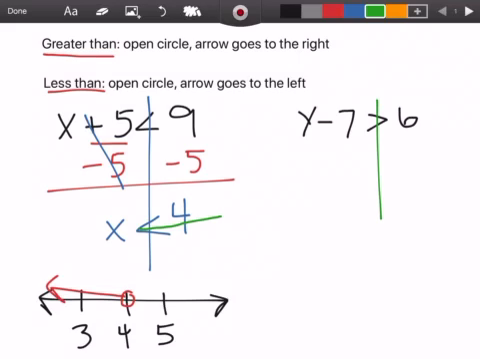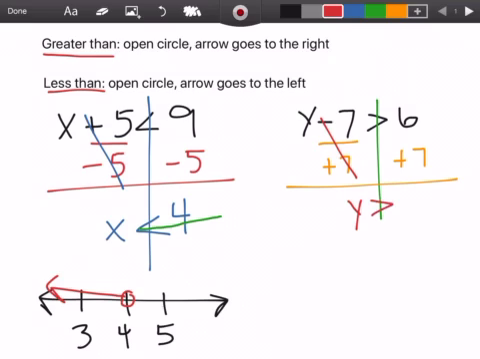Okay, I see y is my variable. I see that minus 7 is with y, so to get rid of that, I need plus 7 on both sides. The minus 7 and plus 7 cancel to make 0, so y is greater than 6 plus 7, which is 13. All right, so I'm going to graph that.